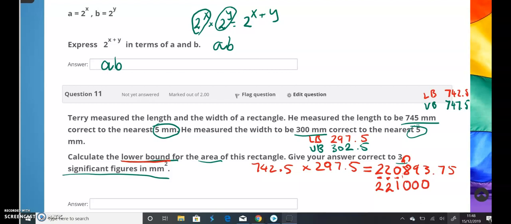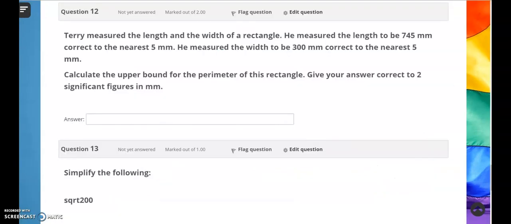So 2, 2, 1. And do not forget to make the rest of these zeros. So the answer is not 221, it's 221,000. So we'll write that here, 221,000. The unit is millimeters squared, but since these will be input into the system electronically, you don't need to include the unit. Question number 12 links to question number 11.